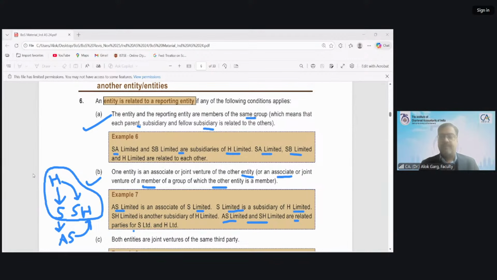Even if AS Limited is a joint venture, in that case also AS and SH are related parties. Now, in this example, AS Limited is an associate. But if AS is a JV, in that case also AS and SH is a related party. In my Excel file, Saminathan, I have written both associate or JV, right? While here the example only talks about an associate, in the provision they have written associate or JV, correct? Okay, sir. Okay. Got it.